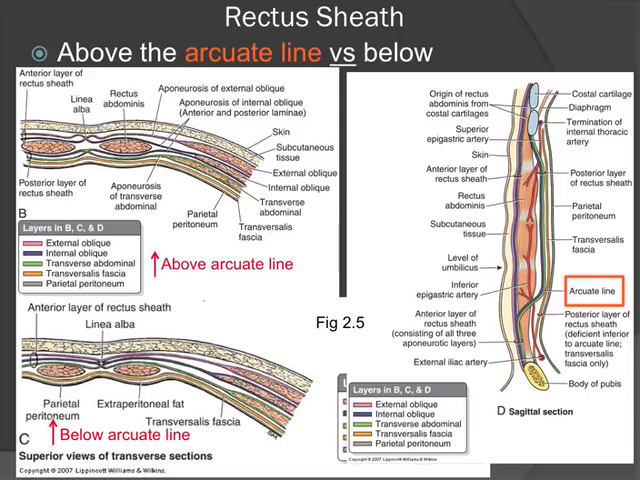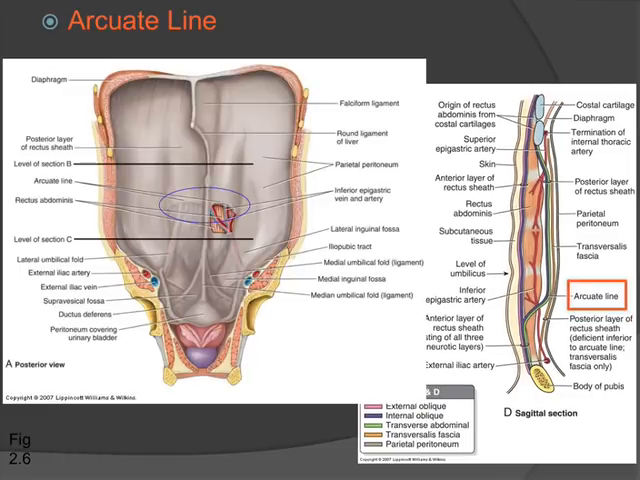Above this arcuate line, which is just below the umbilicus, you have the posterior rectus sheath going behind the rectus abdominis. In figure C, below that arcuate line, you have all the fibers, all the aponeuroses going in front of the rectus sheath. And so you actually can see this physical shadow which is formed by the arcuate line on the anterior aspect of the anterior abdominal wall. And you're actually going to see this nicely in the lab.